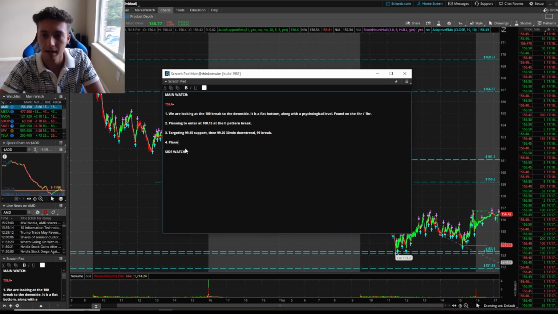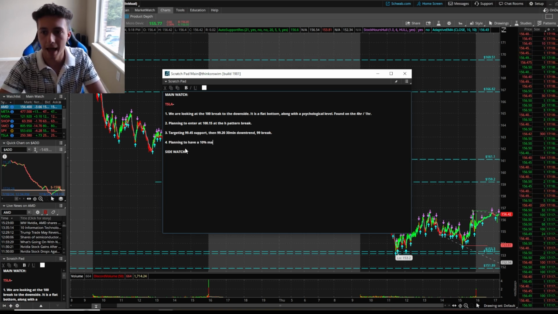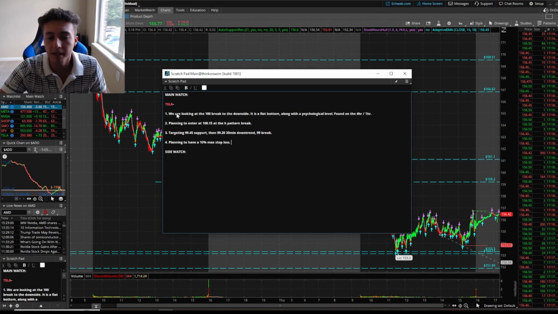So planning to have a 10% max stop loss. This is a perfect example of what you would want to write down for a trade idea. You've got your reasoning behind liking the trade, your entry level, your exit targets for profit, and your exit target for a stop loss.